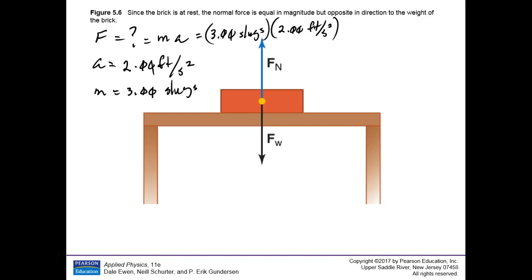And this would give us what? The math is easy. What's that? 6.00, since you have 3 digits coming in, 3 digits going out. Okay? Now, what's the U.S. customary unit for force?